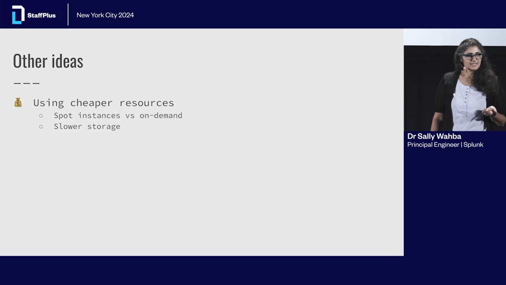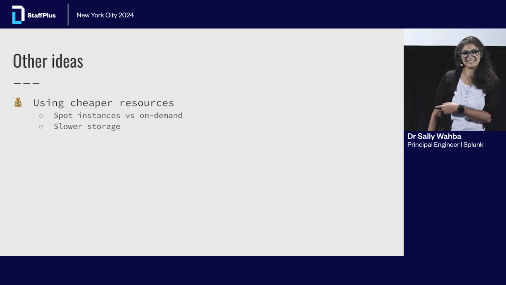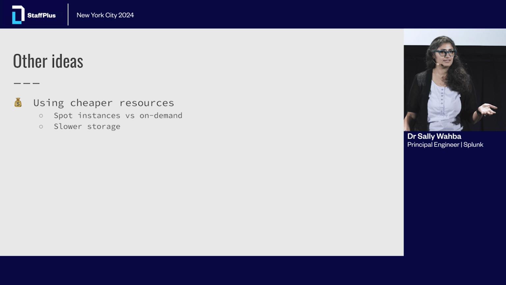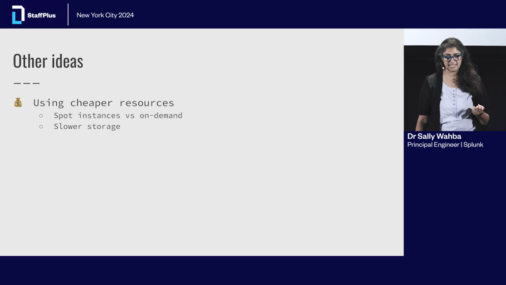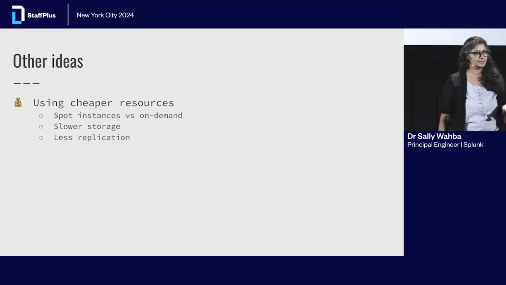Another thing is, do you really need the fancy NVMe or SSD storage that you're running in production, or can you use a much cheaper option that is slower storage, but still saves a lot of money? The other thing, how much replication do you need in your database in your development environment?